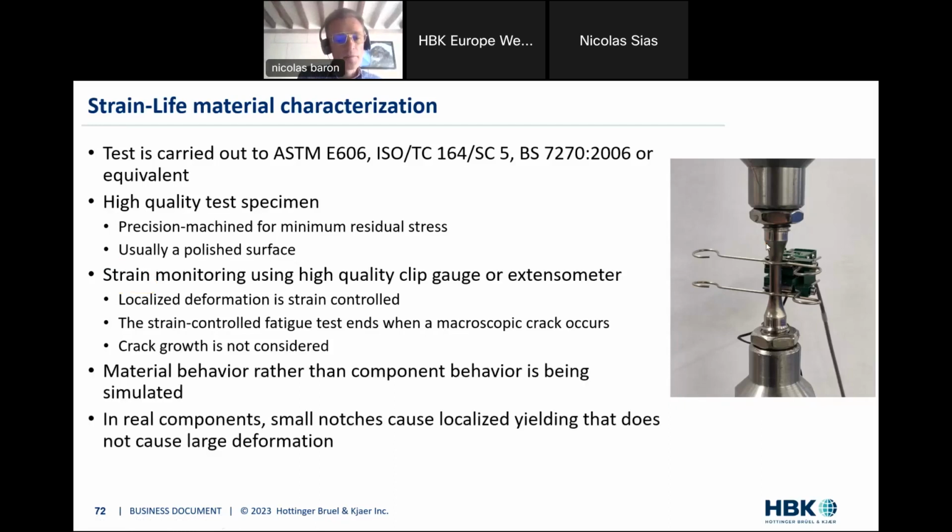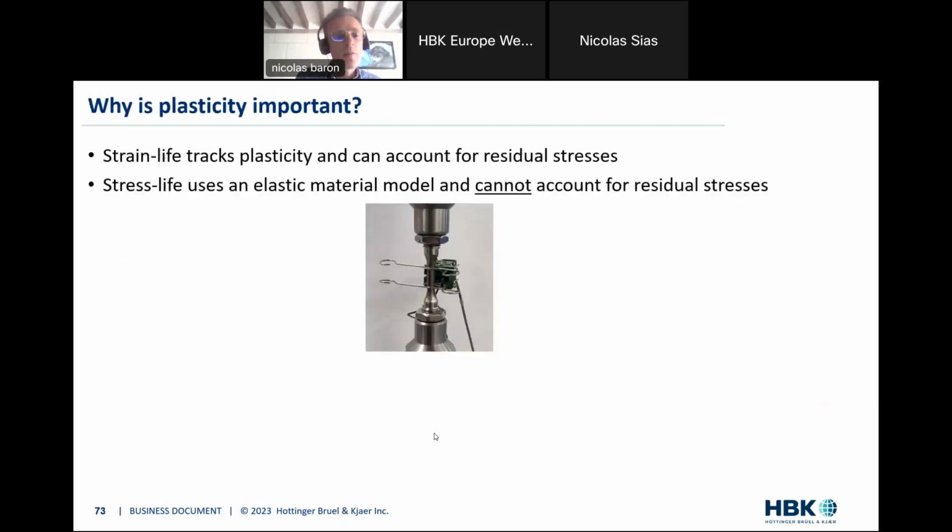Okay. And yes, last point here, an important one. In wheel components, when you have small notches, you will create localized yielding. There will be plasticity, and you really have to take that into account. Another important thing to mention here is, why do we focus so much on plasticity? Why is it important?